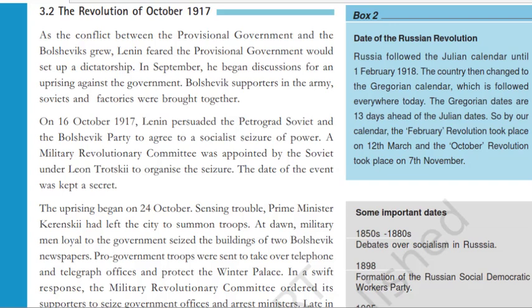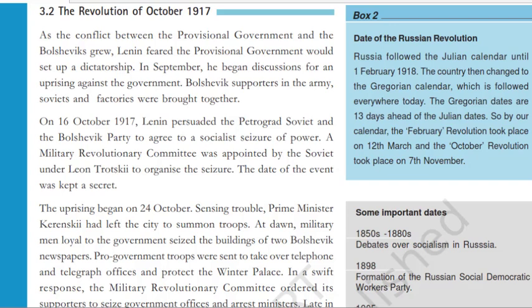Box 2. Date of the Russian Revolution. Russia followed the Julian calendar until the 1st of February 1918. The country then changed to the Gregorian calendar, which is followed everywhere today. The Gregorian dates are 13 days ahead of the Julian dates. So by our calendar, the February revolution took place on the 12th of March and the October revolution took place on the 7th of November.